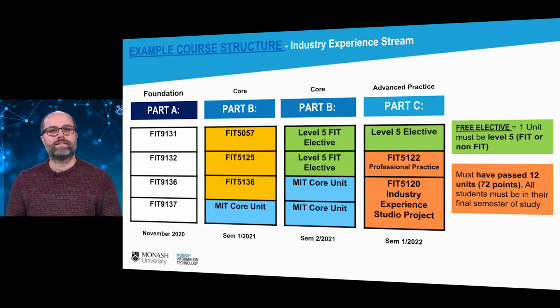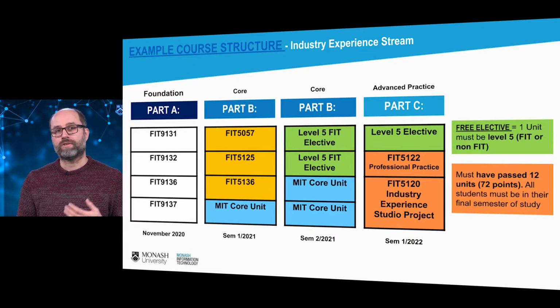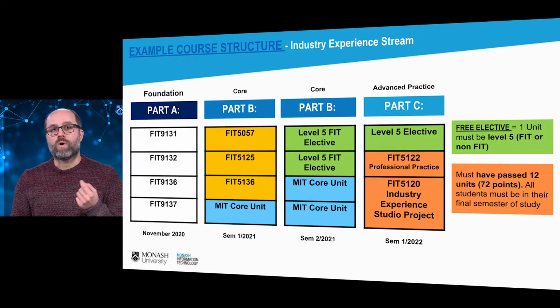In addition, you can select 3 level 5 electives, which are colored green. At least 2 of these elective units must be from the Faculty of IT. For example, you could choose electives that are part of our Master of Data Science, Master of AI, or Master of Cybersecurity degrees. And one of the level 5 electives can be from another faculty.